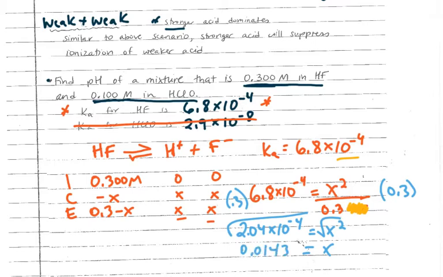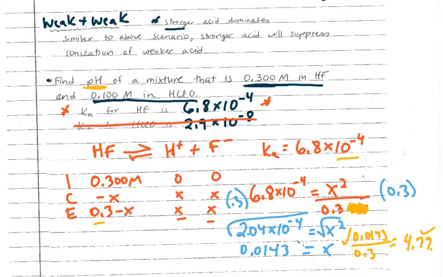0.0143. We need to do a validity check. 0.0143 divided by 0.3, our initial concentration, times 100% is 4.7%. So that's pretty high, but it's still less than 5, so it checks out. So it's less than 5%. Okay, so then we've answered the question.